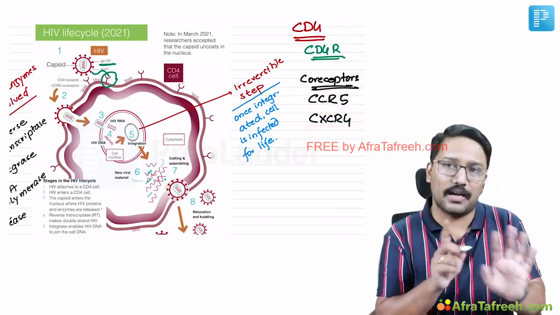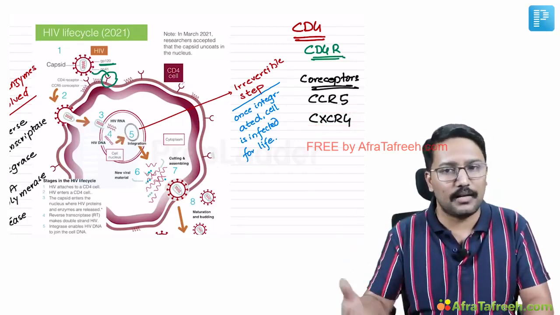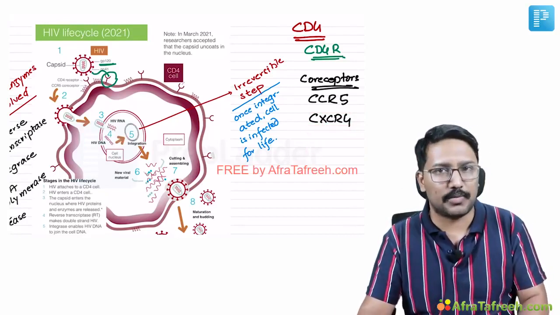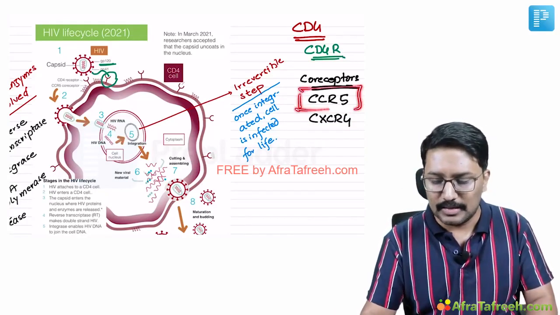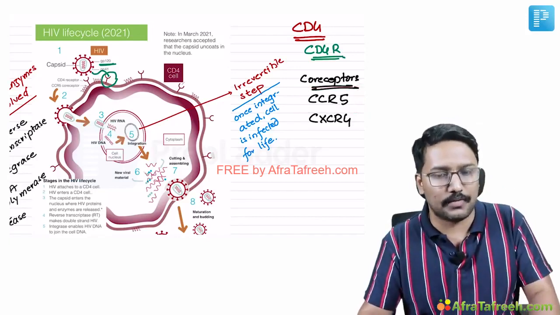Like once they have infected human tissues and have done multiple cycles of replication, right? In that case, they start using this CXCR4 as their co-receptor. The primary co-receptor is always CCR5, right? During the first infection, it is CCR5.